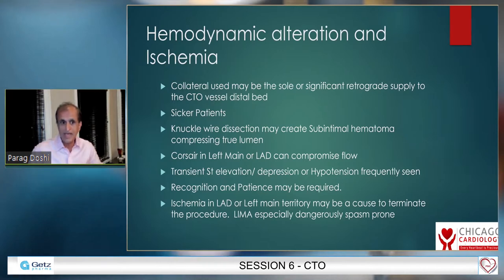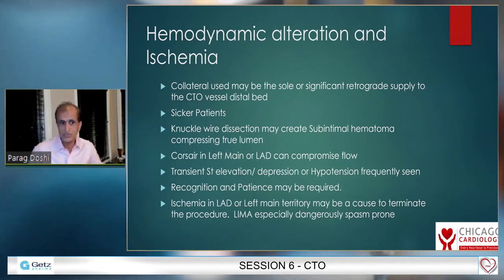Sometimes we are creating dissection and creating a subintimal hematoma that can compress the distal true lumen. Sometimes you're trying to do retrograde and there is a left main or LAD lesion, and then you put a cork across, it can compromise flow and cause ischemia in the donor vessel. It's not uncommon at all to see transient ST elevation or depression or even hypotension. Many times you can wait for 5 minutes and it will go away, and other times you have to take appropriate measures. You have to recognize and you have to be patient. Ischemia in the LAD or left main territory may cause you to terminate the procedure or ask for hemodynamic support.